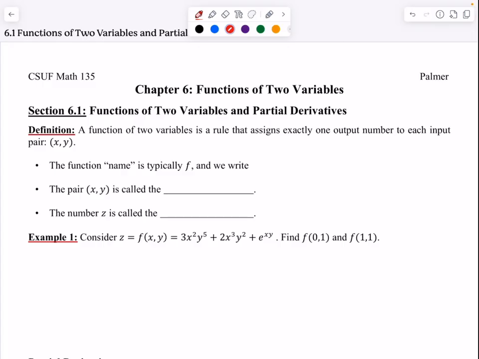The function name is typically f, and we write z equals f of x, y. The pair x, y is called the input. The number z is called the output.